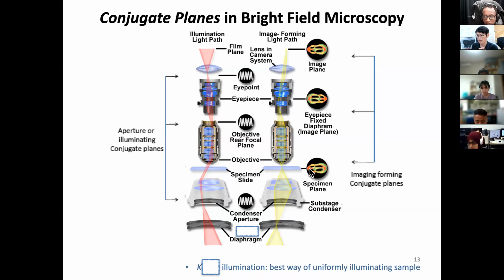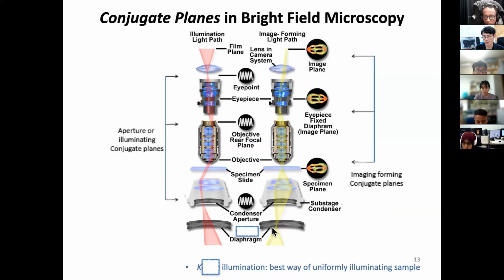So image forming, and these planes are called conjugate planes. And for that imaging plane, this is a specimen plane. Let me go back to this diagram. You remember the aperture of the condenser is only kind of controlling the amount of light, while this part is a conjugate of your image. So that is a conjugate of your sample plane. So you name this as, let's say, Köhler.